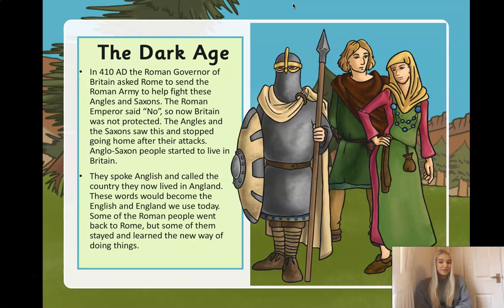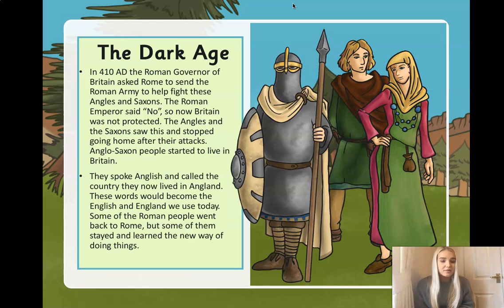In 410 AD, the Roman governor of Britain, so remember they had governors of every part of the land, asked Rome to send the Roman army to help fight the Angles and the Saxons. So they'd have a little bit of support there because the people in Britain couldn't do it themselves. And the Roman emperor said, no, we will not send the Roman army back to help defend your territory. So now Britain was not protected anymore.